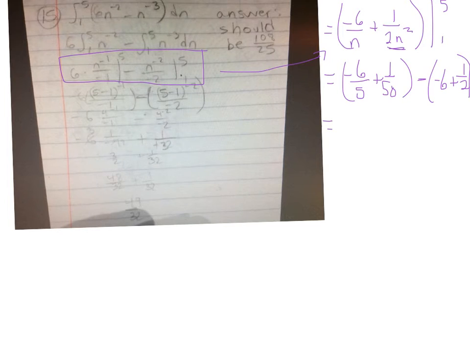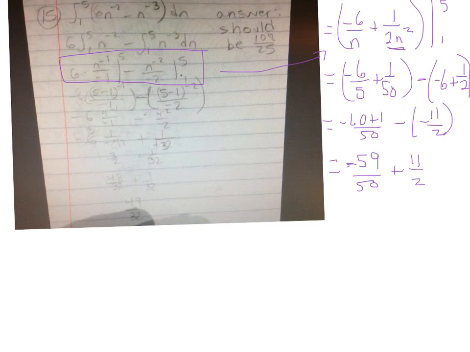using a common denominator in the first bracket of 50, we'll get negative 60 plus 1 over 50. And then in the second bracket, we're going to have 11 halves because 6 is 12 over 2. So it's going to be negative 11 over 2. So here we have minus 59 over 50. And then we're adding 11 over 2.